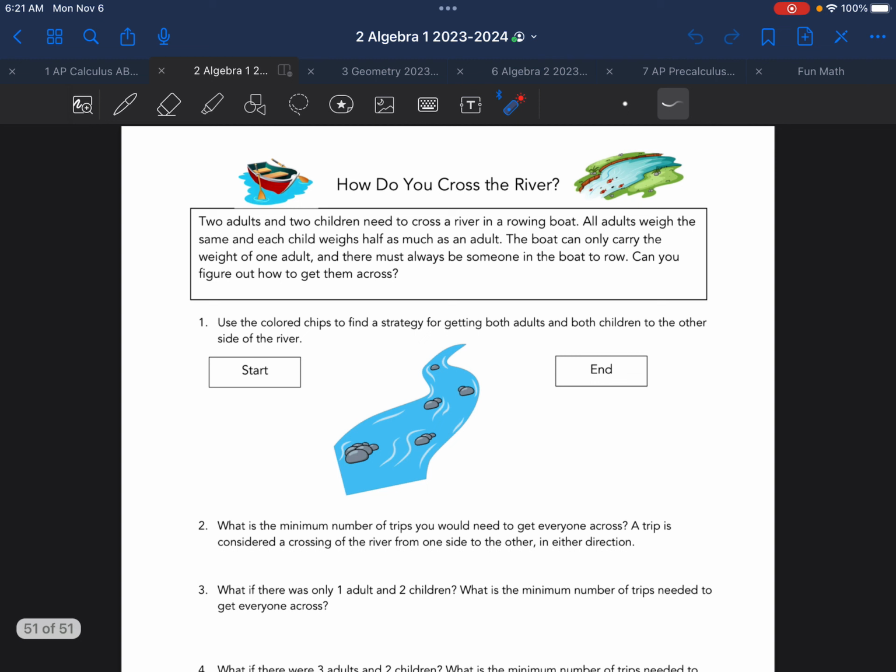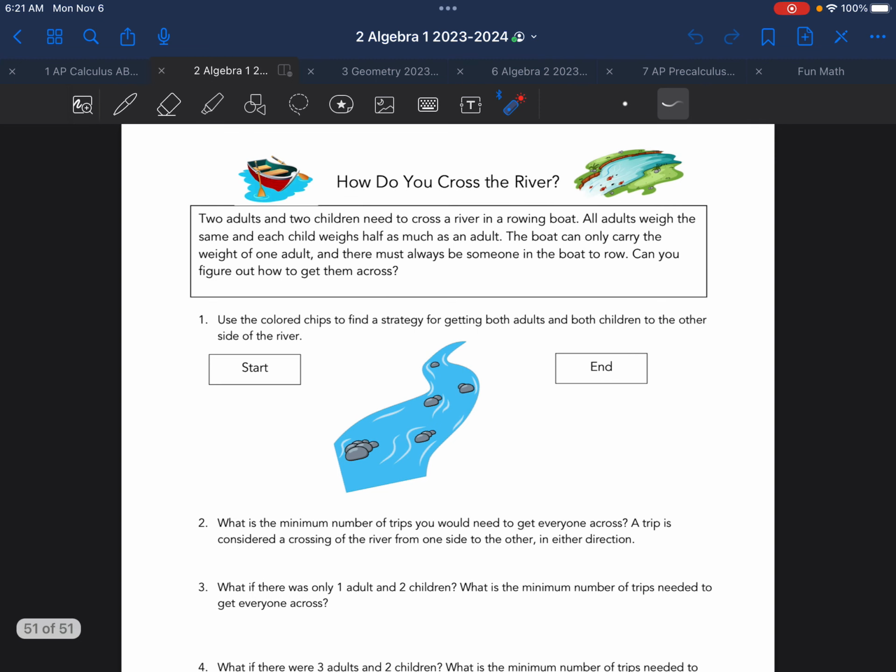All right, so let's read. We have 2 adults and 2 children, and they're needing to cross a river in a rowing boat. And there's no trick. Oh, well, maybe they can jump from rock to rock. They have to go with the boat. All adults weigh the same, and each child weighs half as much as an adult. The boat can only carry the weight of one adult. There must always be someone in the boat to row. You can't just send the boat and shove it to the other side. Can you figure out how to get them across?